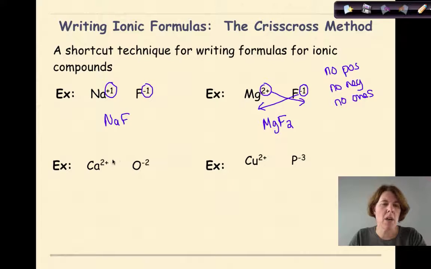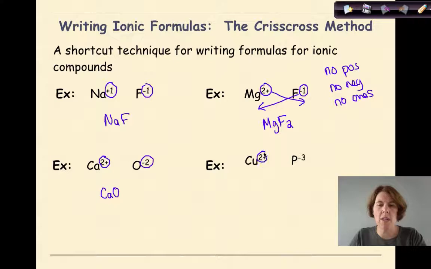Let's look at another one. Ca+2, O-2. The +2 and the -2 are going to cancel each other out, so it's just CaO in a 1-to-1 ratio. Then we look at this one, Cu+2, P-3.